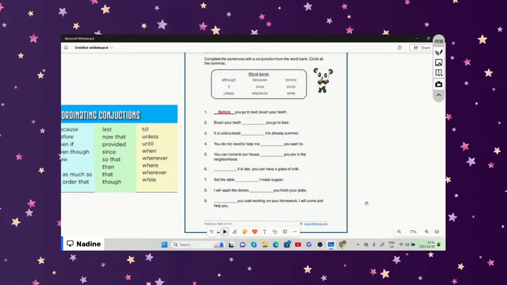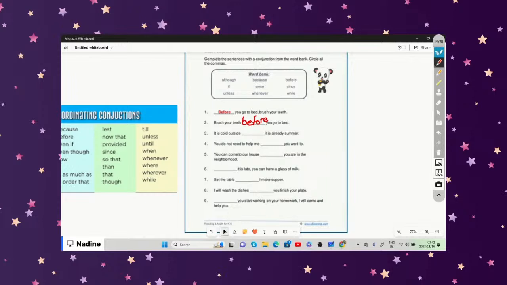So the second one says, brush your teeth, you go to bed. Is it although you go to bed, if you go to bed, unless you go to bed, because, once, whenever, before, since, while? So you need to brush your teeth before you go to bed, right? So before you go to bed, yes.